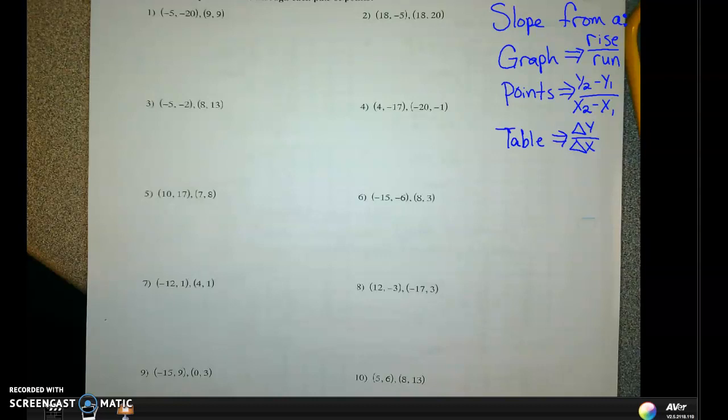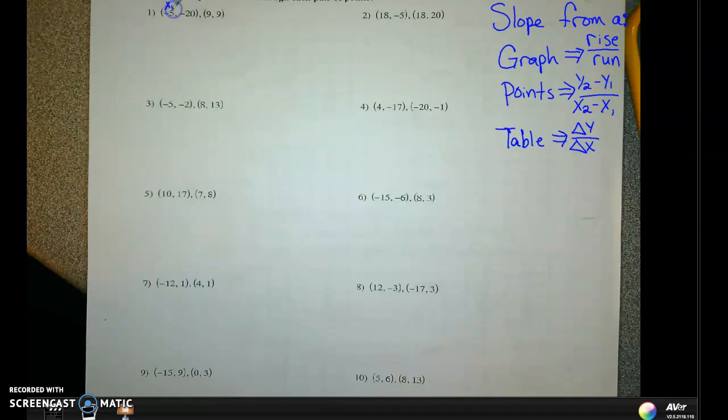Right now we're looking at points, where you use the formula y2 minus y1 divided by x2 minus x1. And then the third, a table, which we'll be looking at on the other side, which is change in y over change in x. So let's go through some of these. Number 1, let's label our points.